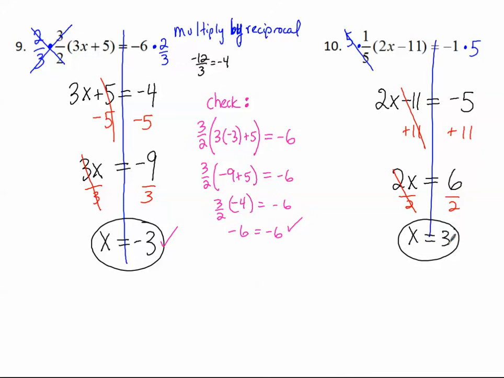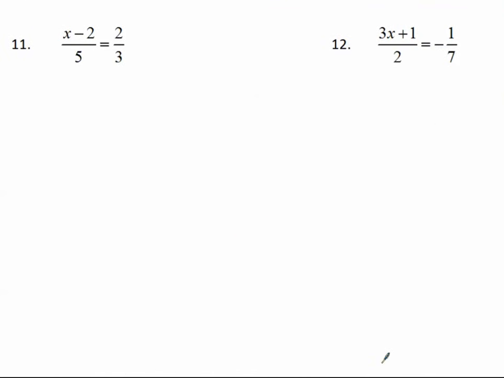Did you get x equals 3? Did you remember to multiply by the reciprocal, 5, which is the same as 5 over 1? Did you get negative 5 on this side when you did that? Let's look at just a couple more.